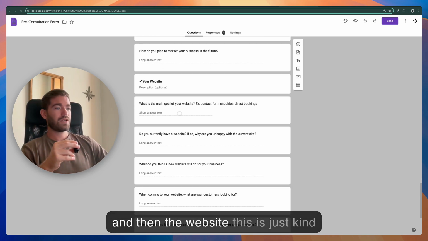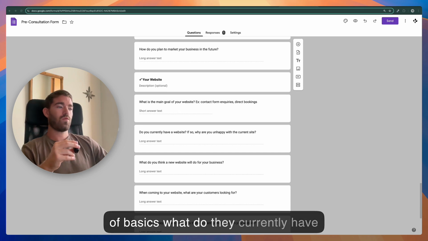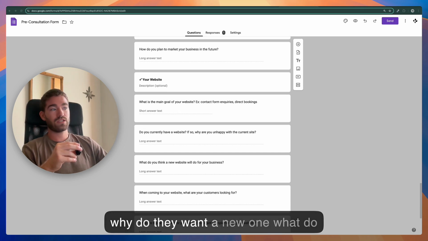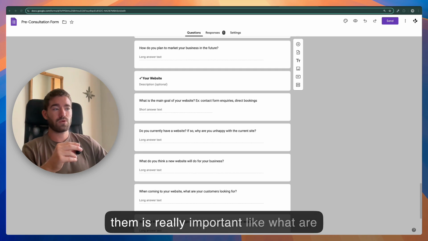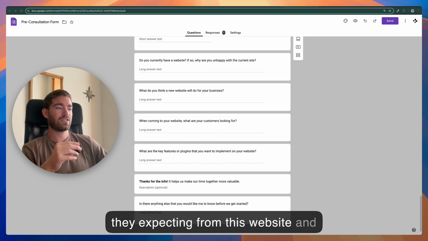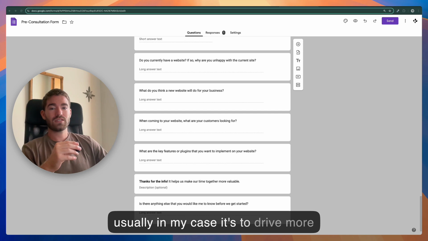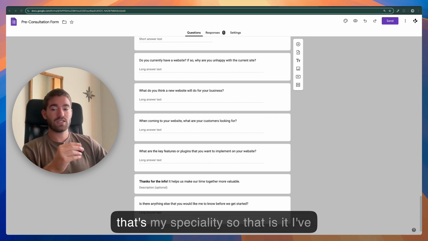And then the website, this is just kind of basics. What do they currently have? Why do they want a new one? What do they think a new website will do for them is really important. What are they expecting from this website? And usually, in my case, it's to drive more leads and more conversions, and that's my speciality.